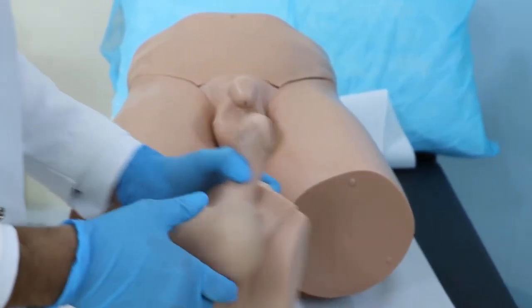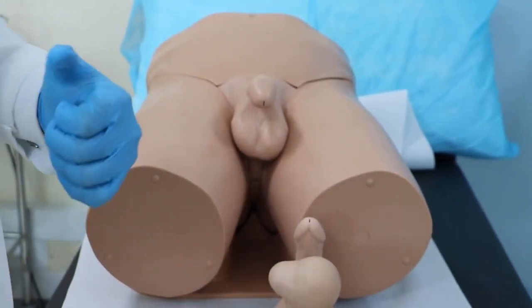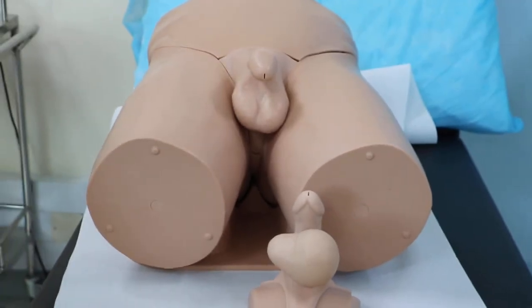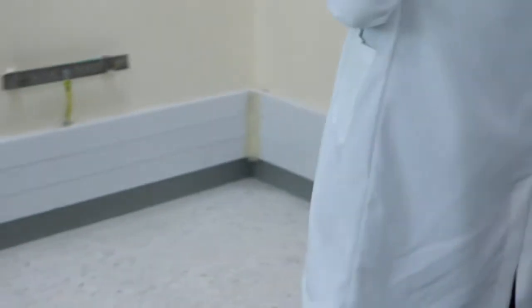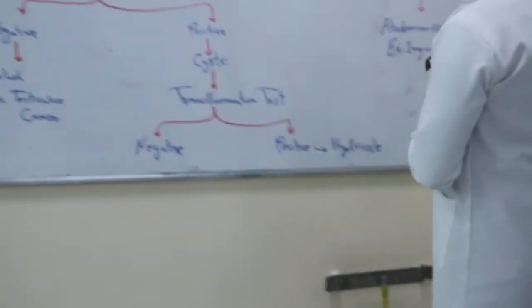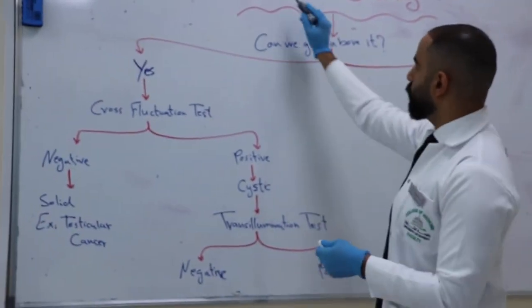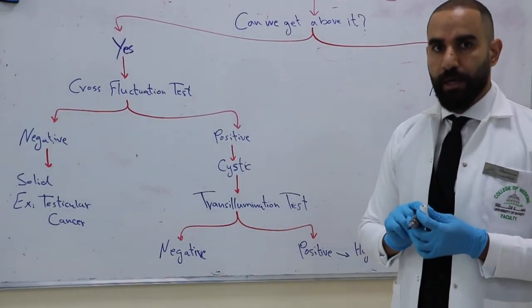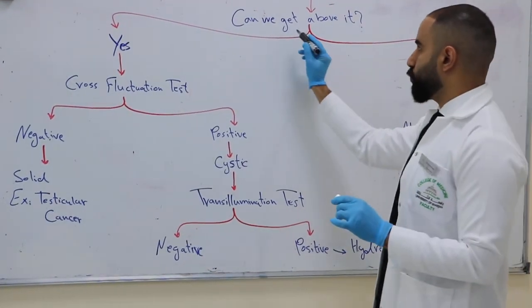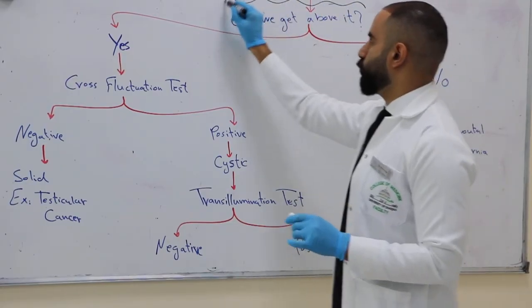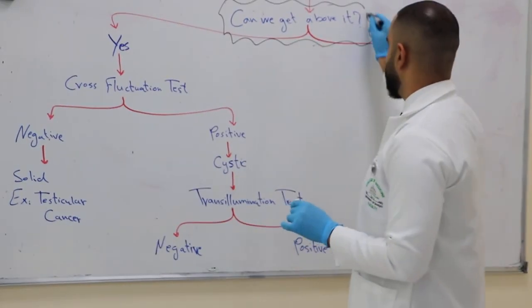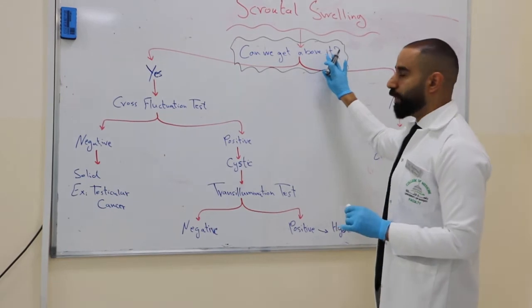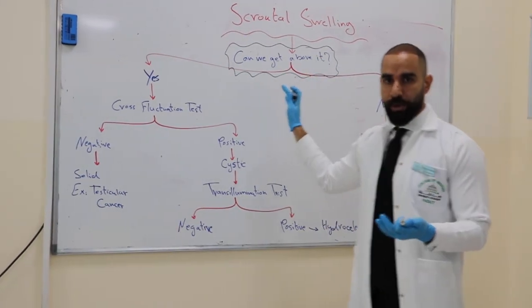So first of all, I would just like to explain this briefly on the board. Okay. So we're starting with a patient with scrotal swelling. So the first question we should ask ourselves is, can we get above the swelling? So this is the first test that we're going to do, and of course we will explain it in a few minutes. So can we get above the swelling? How can this help us?